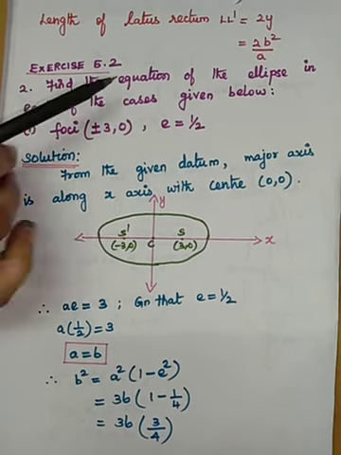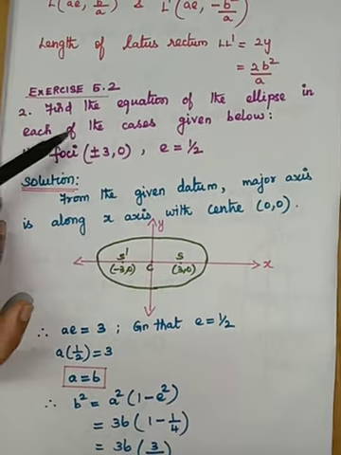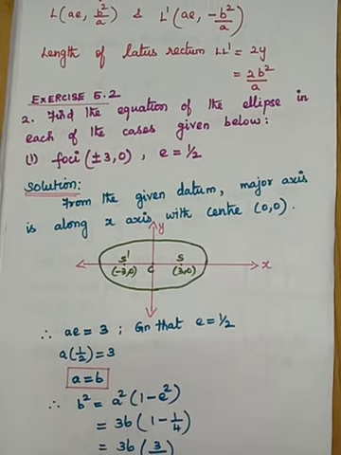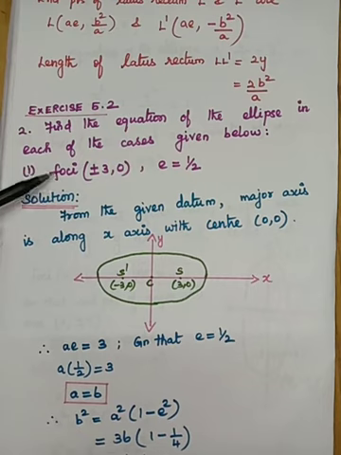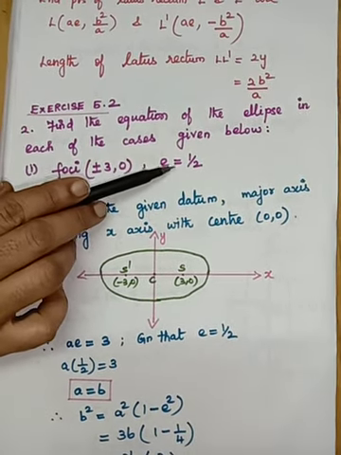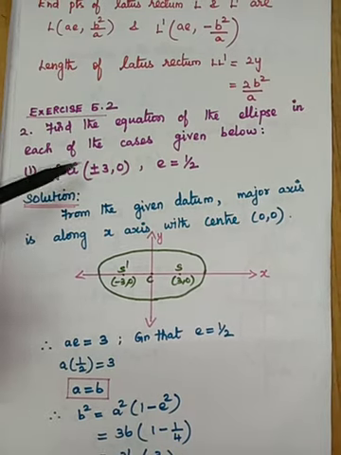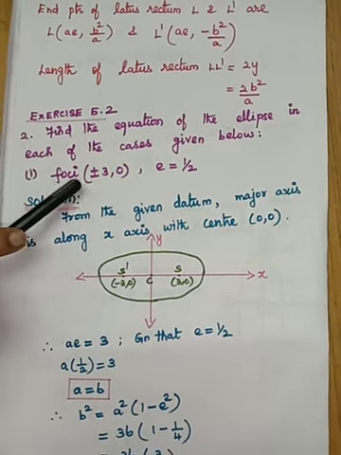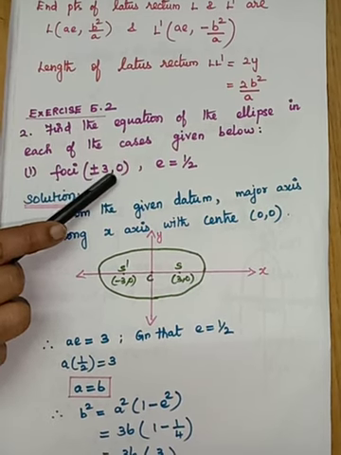Find the equation of the ellipse in each of the cases given below. The first one, what is given? Foci plus or minus 3, 0 and the eccentricity e is equal to 1 by 2. These two results are given. So from this result, foci is plus or minus 3, 0.